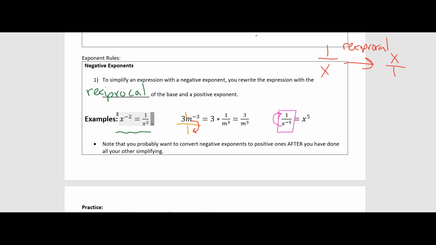My other suggestion is that I would wait until the very end of the problem to convert your negative exponents to positive ones. If you have other rules you need to apply, I would do those rules first, and then at the very end, you can change your negative exponents to positive ones. I tend to see that that's a little easier, and students are less likely to make mistakes doing it that way. But you could convert them all to positive exponents at the beginning if you wanted to, and then apply your rules. It's up to you.